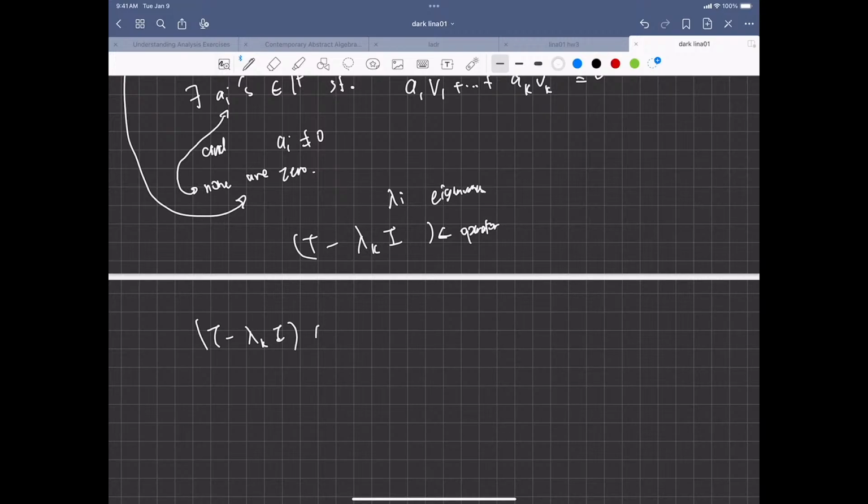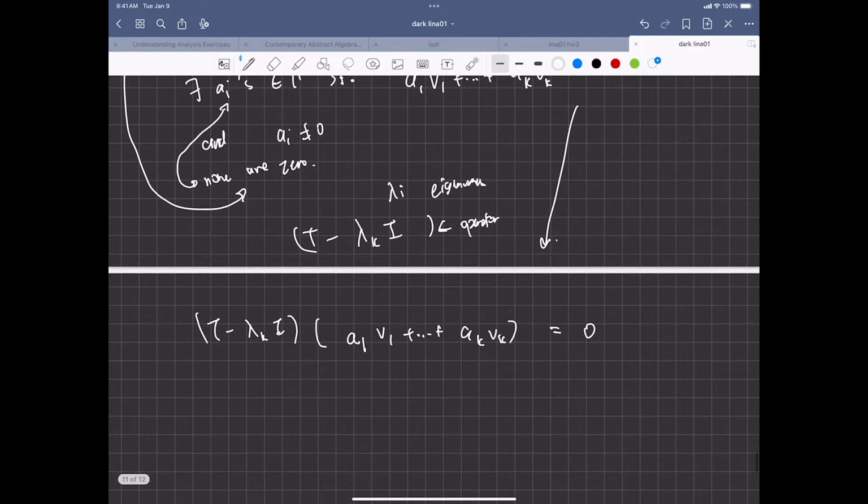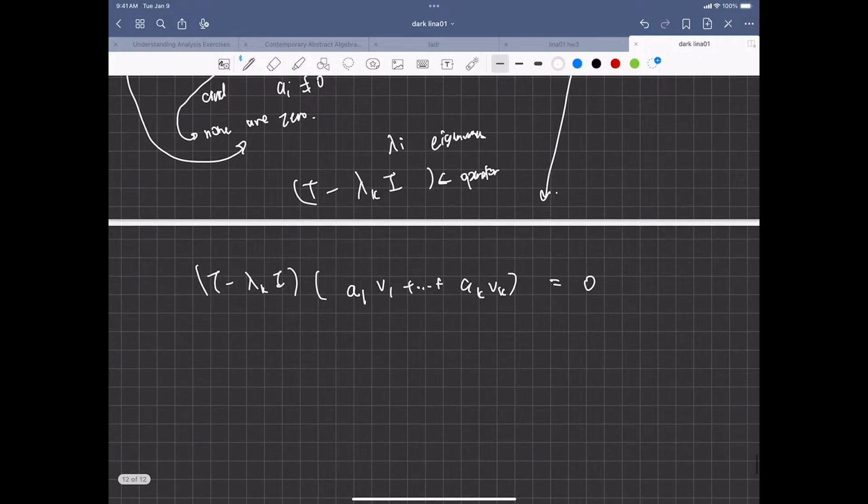t minus lambda k I of these here. If we apply this on a1 v1 plus dot dot dot plus ak vk, the right side is 0. And so we can distribute the operator in. So what do we have here, in fact? If we apply this operator, we are basically saying t of a1 v1 plus dot dot dot plus ak vk minus lambda k, just multiplying all of these.